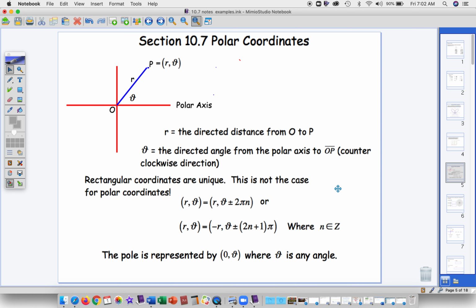The pole is represented by any coordinate that is (0, theta), and theta is any angle, because if r is 0, that means you're not leaving the pole.